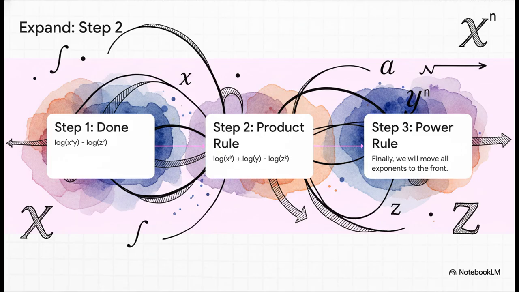Take a look at that first term, log of x cubed times y. See that multiplication in there? Well, that's our cue to use the product rule. The rule says we can split that into the addition of 2 different logs. So we get log of x cubed plus log of y. And that minus log of z squared, it just comes along for the ride.